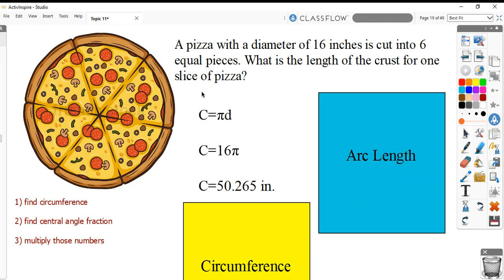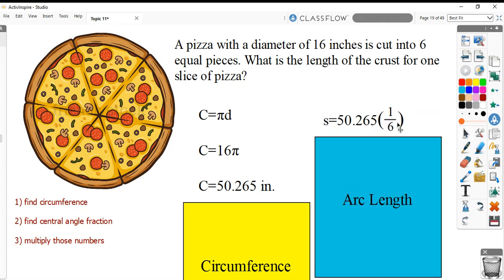This fraction, the central angle fraction, has already been given to us in the problem. It says that this was cut into 6 equal pieces, and we are looking for the arc length, the crust length of one piece, one out of those 6 pieces. That is the central angle fraction.